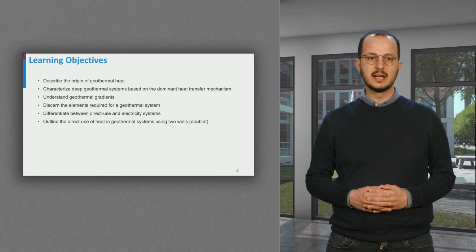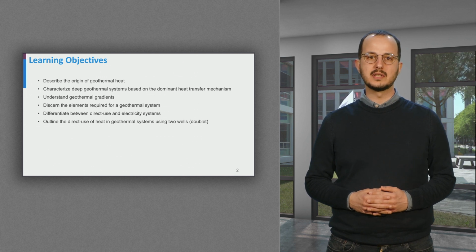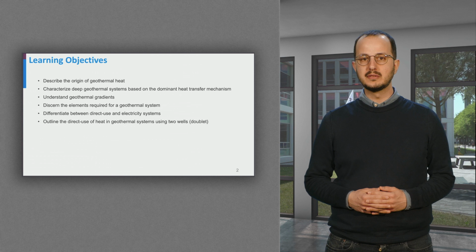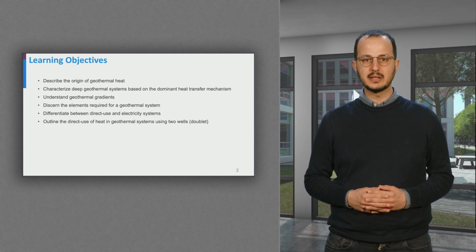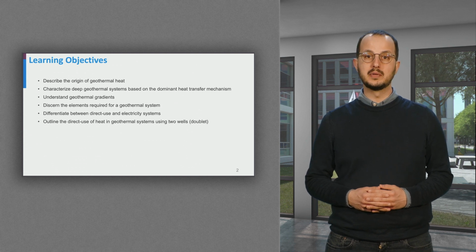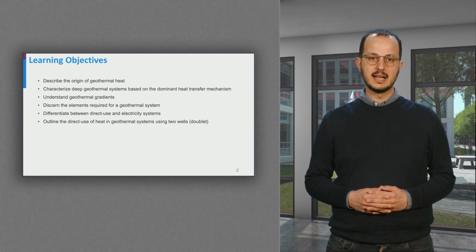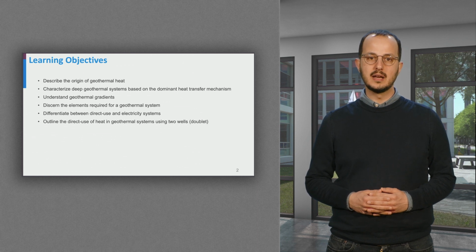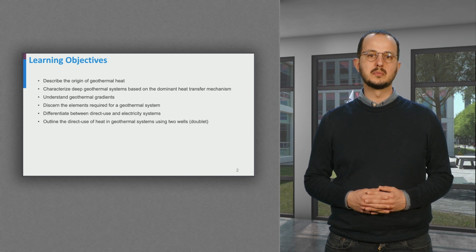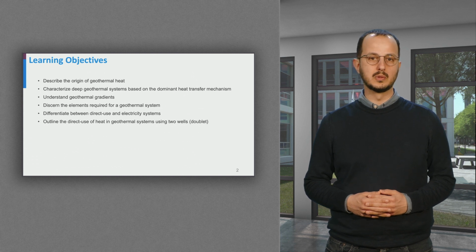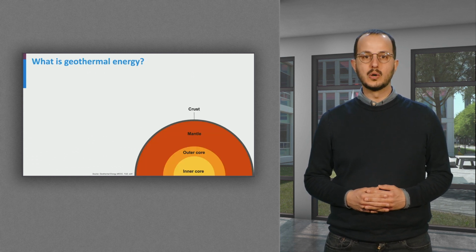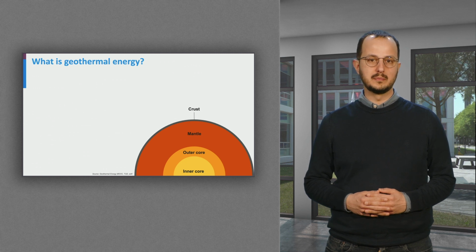In this lesson, you will gain insight on how heat moves in the subsurface of the Earth and how direct use geothermal systems are developed for space heating. After completing this video, you will be able to describe the origin of geothermal heat, characterize deep geothermal systems based on the dominant heat transfer mechanism, understand geothermal gradients, discern the elements required for a geothermal system, differentiate between direct use and electricity production, and outline the direct use of heat in geothermal systems using two wells, what we call a doublet.